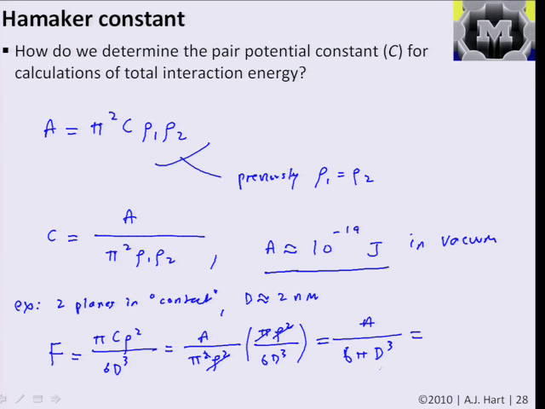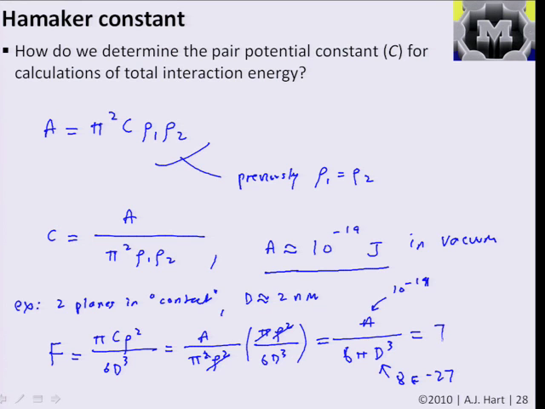And so if we run the numbers for this being 2 nanometers, so 2 nanometers cubed, 2 times 10 to the minus 9 cubed is 8 times 10 to the minus 27. And then our A is, say, 10 to the minus 19. So, wow, that's a pretty big number.